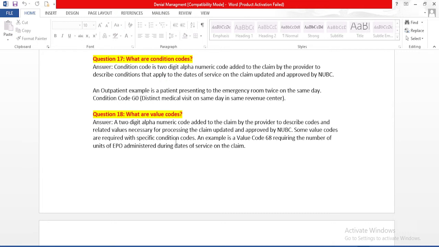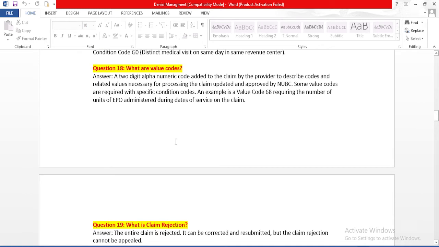So G0 code is an example for condition code. Next question, what are value codes? A 2-digit alphanumeric code added to the claim by the provider to describe codes and related values necessary for processing the claim updated and approved by NUBC. Some value codes are required with specific condition codes. An example is value code 68 requiring the number of units of EPO administered during dates of service on the claim.